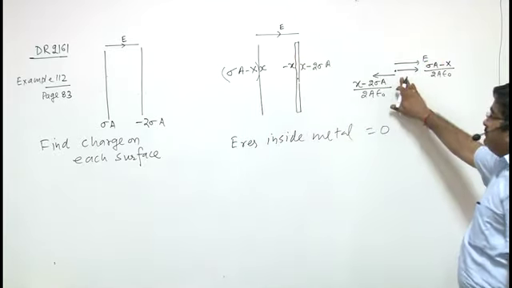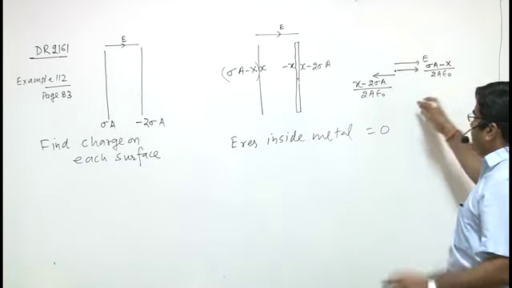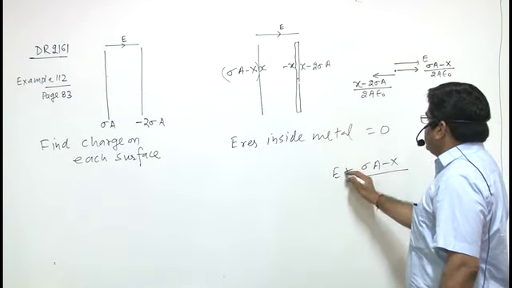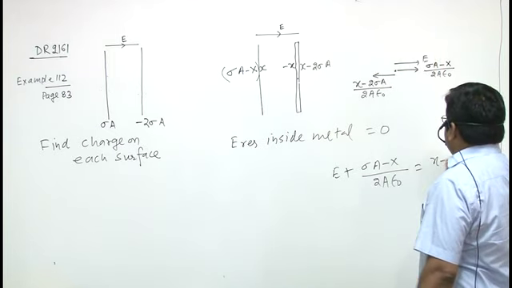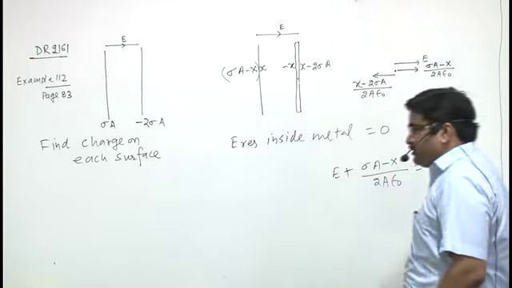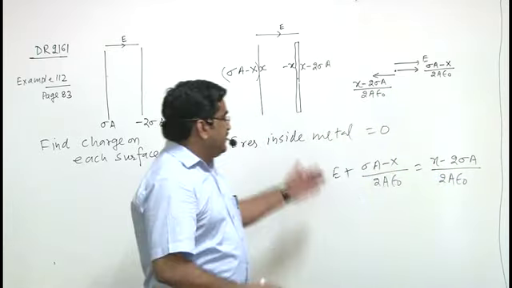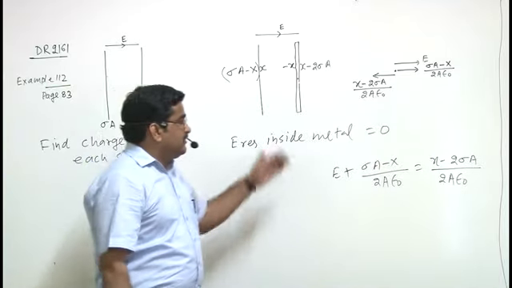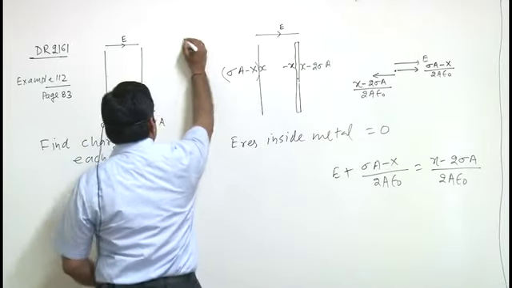Now to make the electric field at this point 0, what should be there? E plus sigma A minus x divided by 2A epsilon 0 must be equal to x minus 2 sigma A divided by 2A epsilon 0. Solving this equation, we will get the value of x. That will be the answer of x, but we have one more method of solving this question. This is method 1.